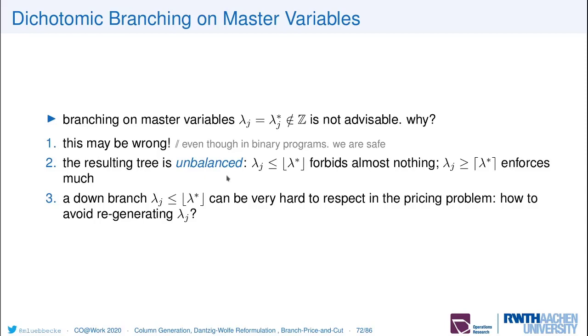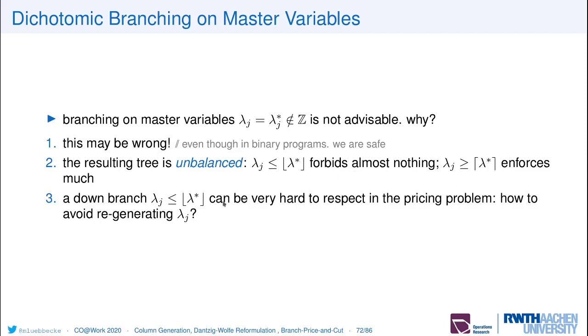So the tree is typically very unbalanced. If you forbid a certain configuration, a certain cutting pattern, that means that there are many alternatives. So this typically does not do anything to the bound. Whereas if you enforce a certain cutting pattern, for example, this has a huge impact potentially on the bound. So that will be very different branching decisions, and this is unwanted in branch and bound.